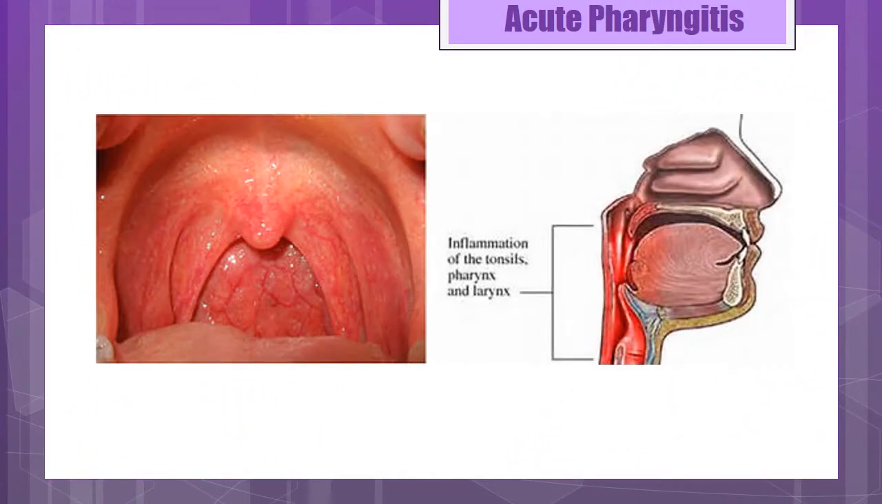Okay, for acute pharyngitis, pathophysiology: inflammation of the structures in the throat. It's common in children between the ages of 5 and 15 years. The most common causative organism is group A beta hemolytic strep in about 20% of the cases, viral in about 80% of the cases. Haemophilus influenzae is a common causative organism under 3 years of age.